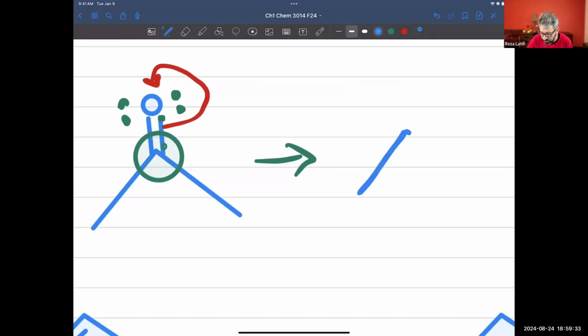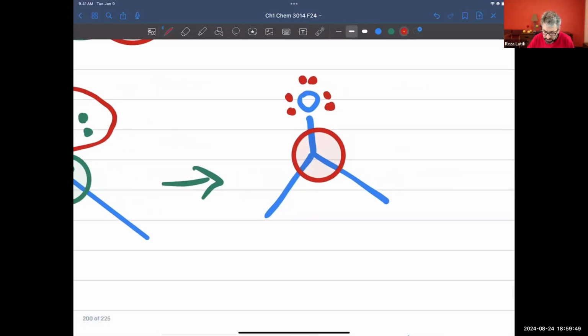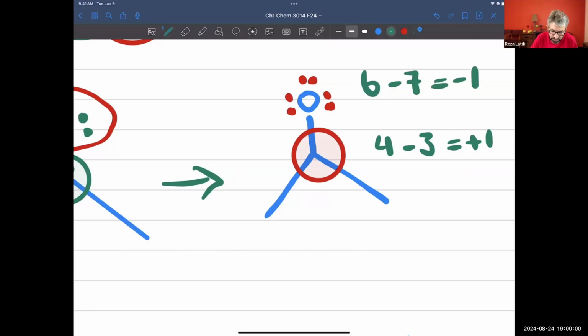Now oxygen is going to get 3 lone pairs. How about this carbon? We stole technically 1 pi bond from it. So now that carbon will have a positive charge. Carbon is group 4, and I see only 3 electrons around it, so it will be +1. How about oxygen? Oxygen is group 6, I see 7 electrons around it, so it will be -1.